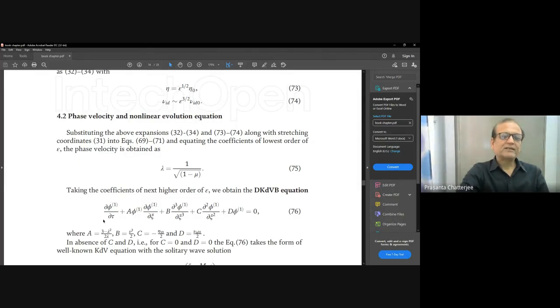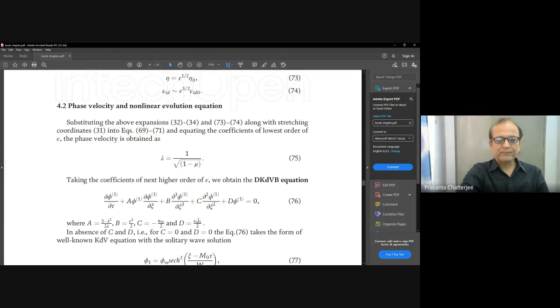The first term is the evolution term. It shows the evolution with respect to time. Second term is the nonlinear term. Third term is the dispersion term. Fourth term is the dissipation term. And fifth term comes due to dust ion collisional term. This c equal to minus η10 by 2. It comes due to kinematic viscosity.